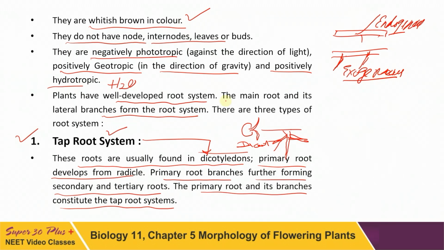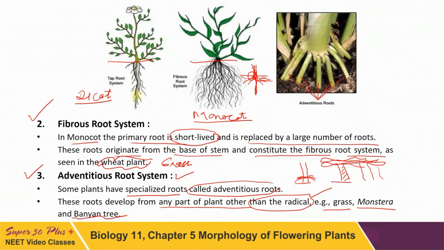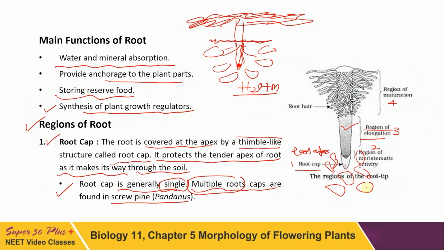So here you can see the taproot, which develops from the radicle, as I told you. These are examples of dicot, monocot, and adventitious root. Fibrous root is found in monocots. Dicots have the taproot system. Adventitious roots arise from any part of the plant, but never from the radicle, an important point. They never arise from the radicle. Main functions I told you right now. The regions of the root are root cap, apex, meristematic zone, elongation zone, and the root hair zone or region of maturation.